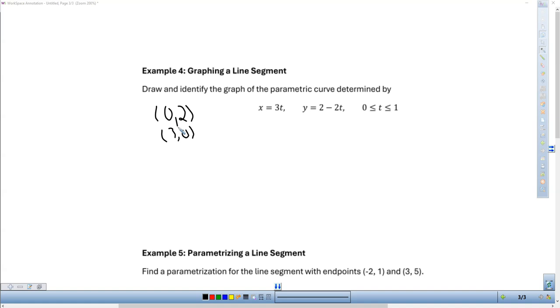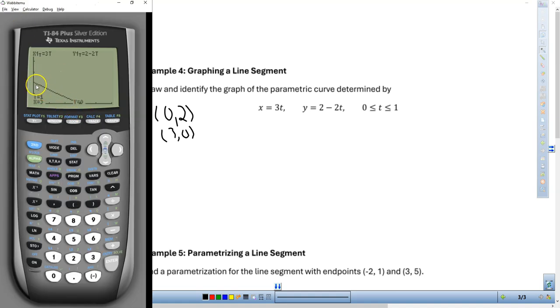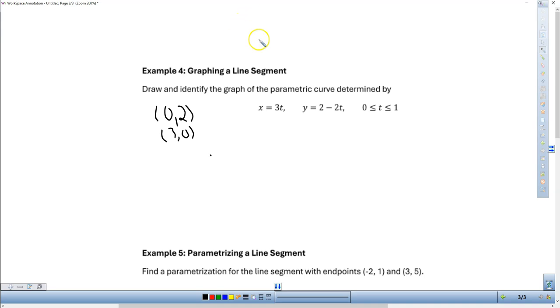Now, of course, we need to figure out the parametric curve which is tracing that segment of the line. If we look at this line again, this is the little segment we want to figure out here. The easiest way to approach this is to do a little bit of substitution. If we look back at our y, we have y equals 2 minus 2t. Well, we also know that x is equal to 3t.